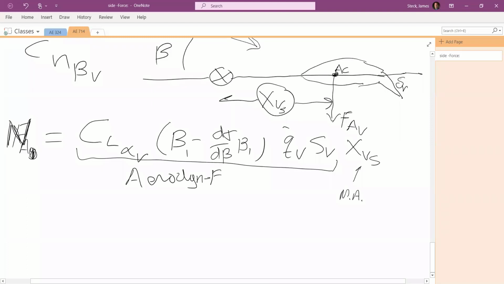I need to learn how to erase on this. Anybody know? Anybody use OneNote all the time? I was hoping I could push this button on and it'll erase, but no.